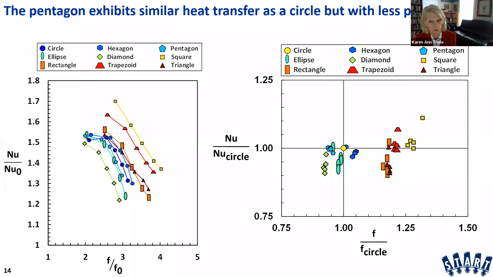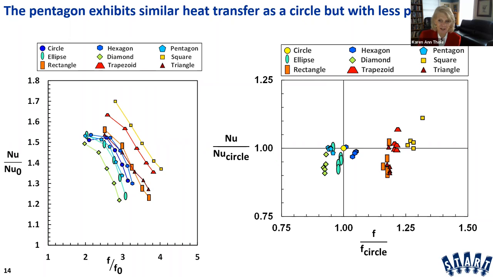On the right, I've looked at this a little bit differently. I've actually looked at it relative to a circle. We always think about a microchannel as being a circular microchannel, but in fact, we could use any of these shapes, right? So relative to the circle, how do these other shapes perform? Turns out that the circle does a pretty good job.